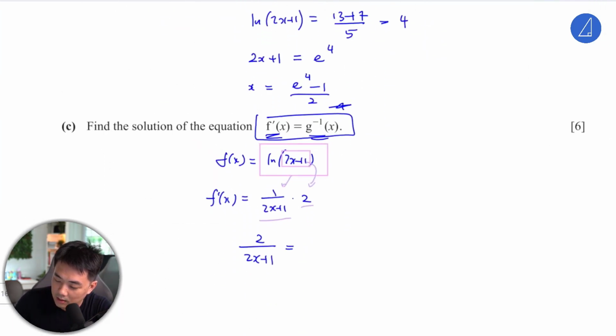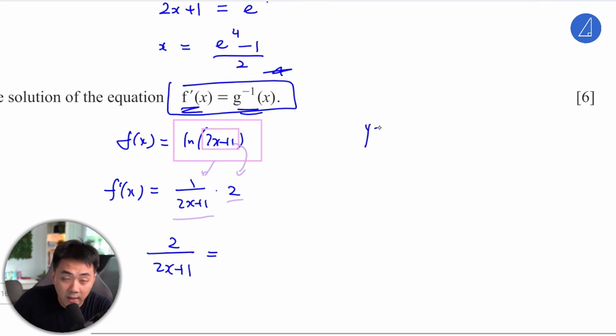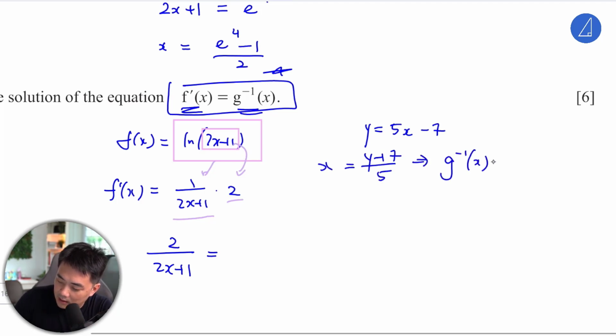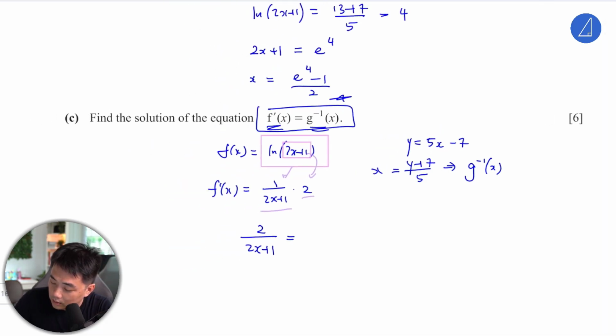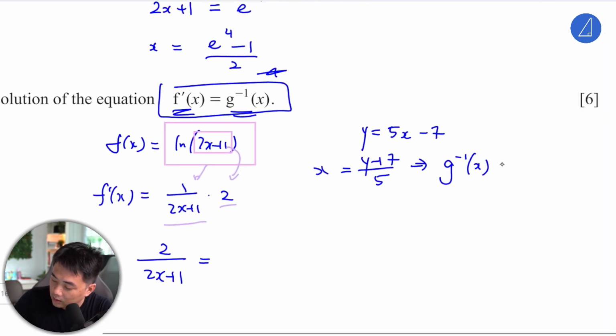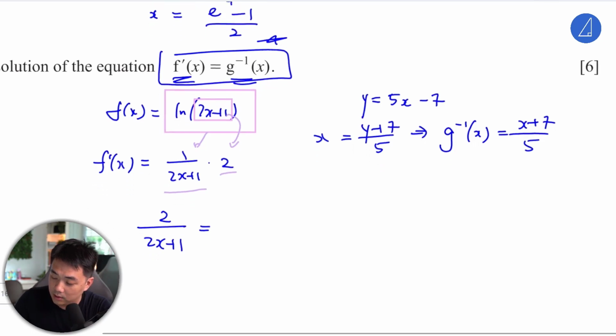So to find G inverse x, we have y equals 5x minus 7, so (y plus 7) over 5 is equal to x. So we know that G inverse x is given by... Well, actually, I'm not sure whether writing this will be okay. I think there is more than one way to solve this, so I'm just going to use this method here. I found G inverse x, and then I'm going to just chunk this in.